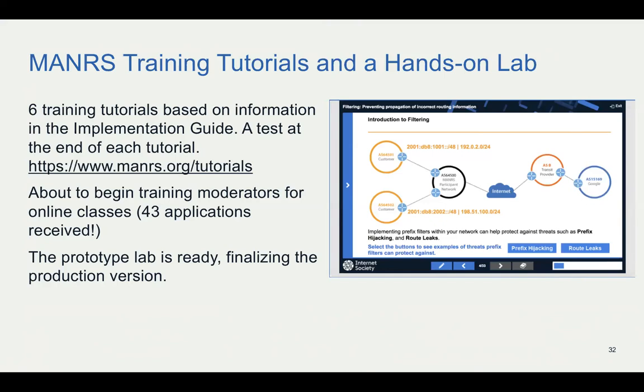And we have another project that we plan to finish in several months, which is a hands-on lab. That's where people will be given an opportunity to configure their network to become MANRS compliant. So once they complete this lab, they go back to their job, to their network, they can immediately implement MANRS actions in their network, become MANRS compliant, and hopefully join the initiative. So that's our vision.